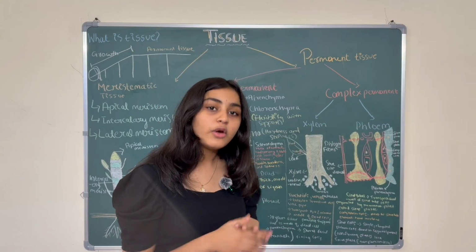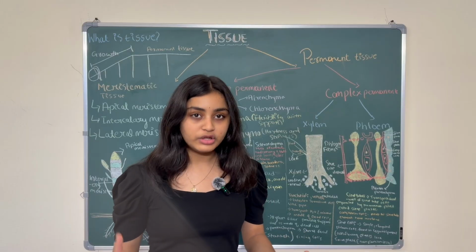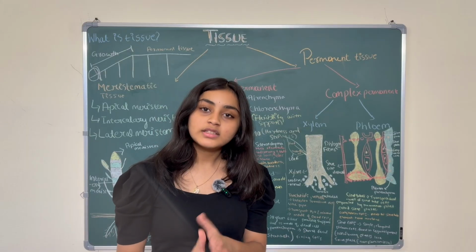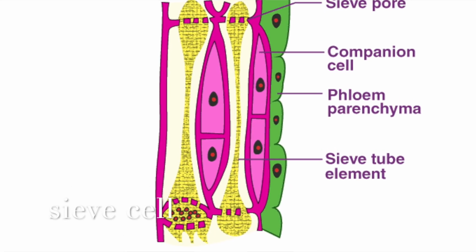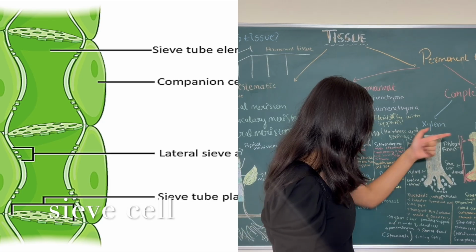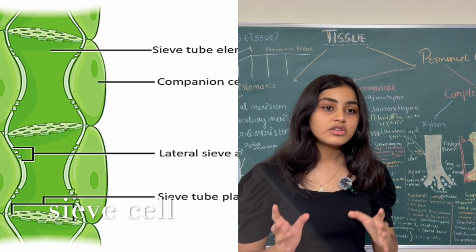Now, moving on to phloem parenchyma. The role of phloem parenchyma is to store food. Again, what kind of food? Starch. Now, moving on to sieve cells. What are sieve cells? These are single, elongated phloem cells, and they are found in gymnosperms.